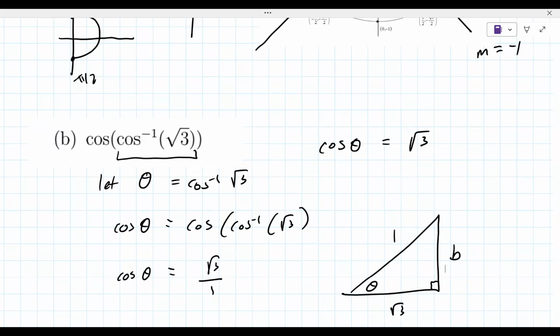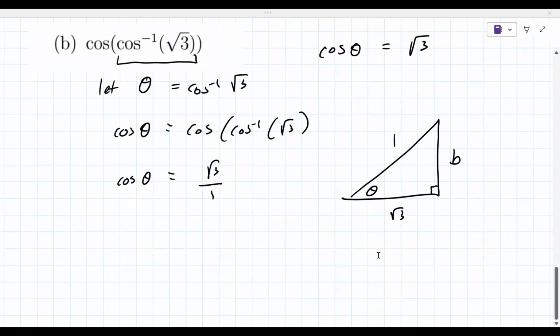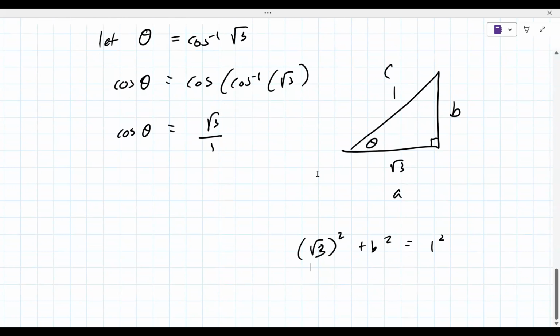Isn't that a special triangle? So wouldn't it just be 2? No, wait, is it? No. If you do the Pythagorean theorem here, square root of 3 squared plus b squared equals 1 squared, you will see a problem. It would be an imaginary number.